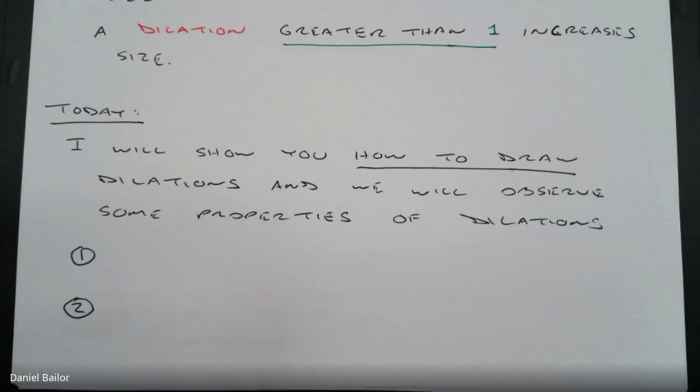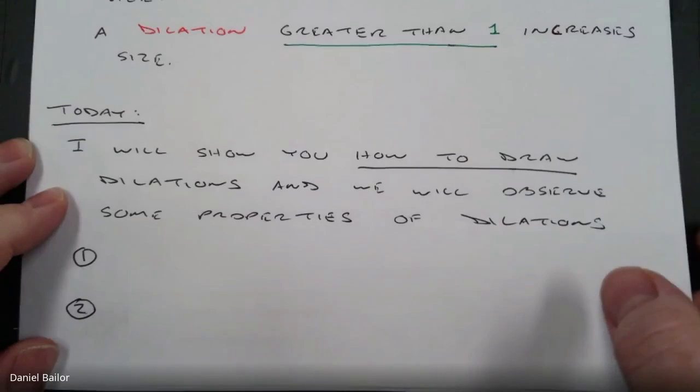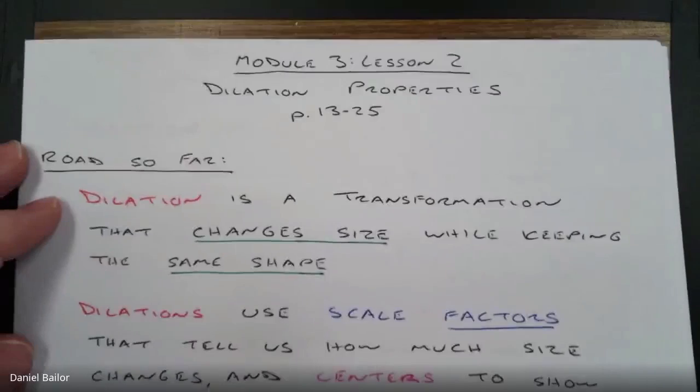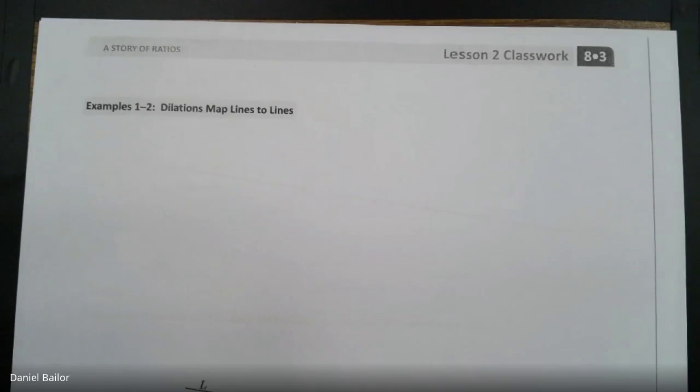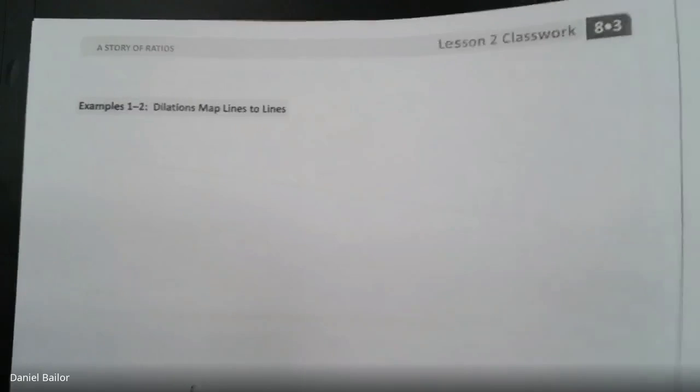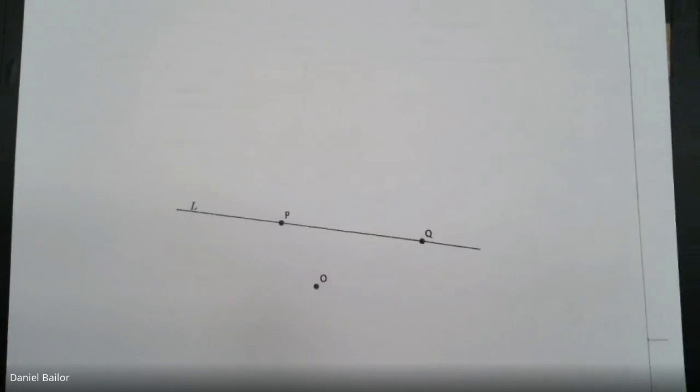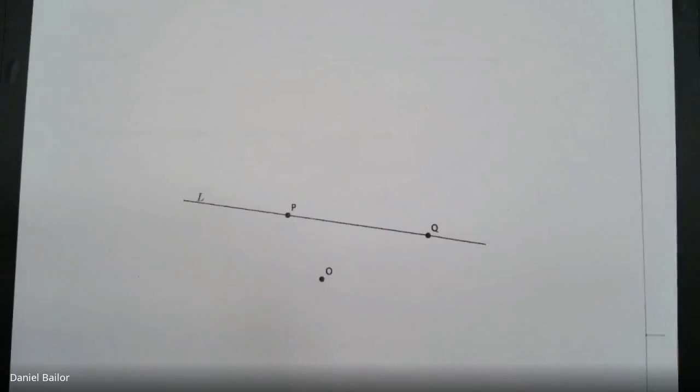Okay, class, you should have gone back and checked your notes. You should have got all your materials ready to go. And we are ready to get started on lesson 2, dilation properties. Let's start with page 13. The top of the page looks like that, but we are probably more interested in this figure right there. You can see that we have a line L.